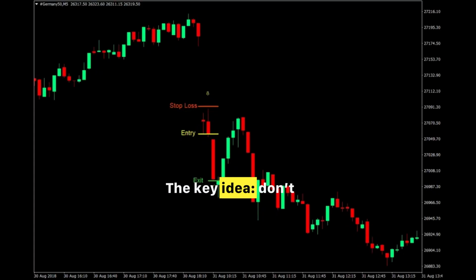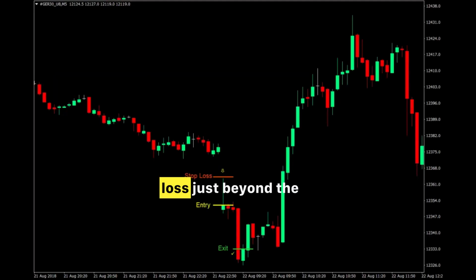The key idea: don't trade the gap itself. Trade the continuation after momentum agrees. Always place your stop loss just beyond the gap level. If price fills the gap completely, the setup is invalid. Exit fast and protect your capital.